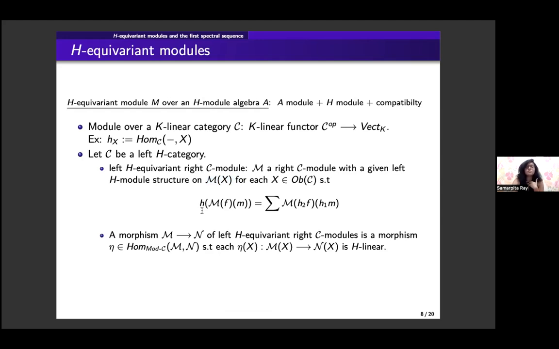And by morphisms between these H-equivariant modules, what we mean is morphisms of modules on the level of category C, such that on the level of each X, because each M_X has an H-module structure, it should satisfy the H-linearity condition.